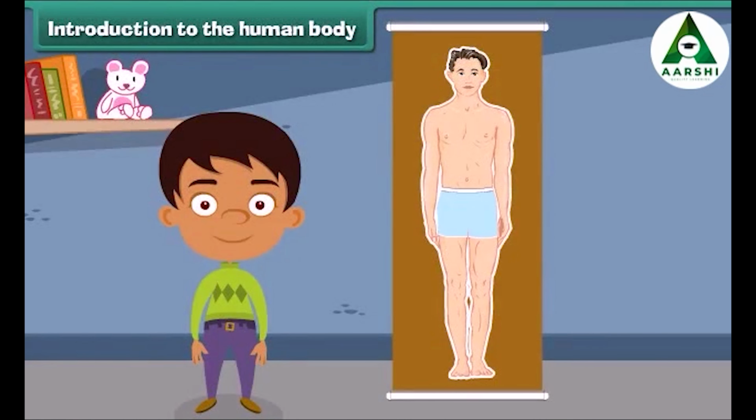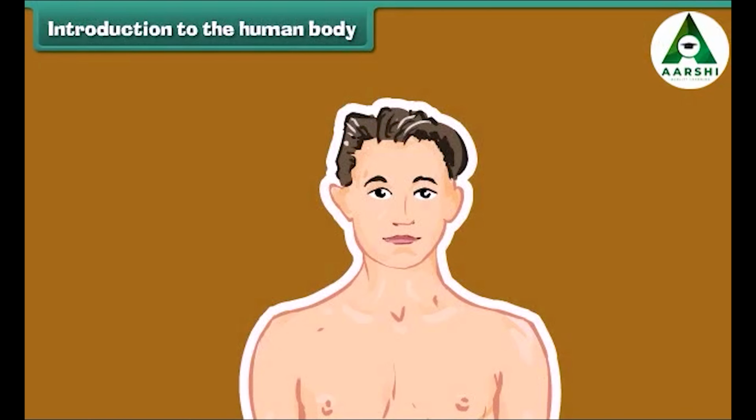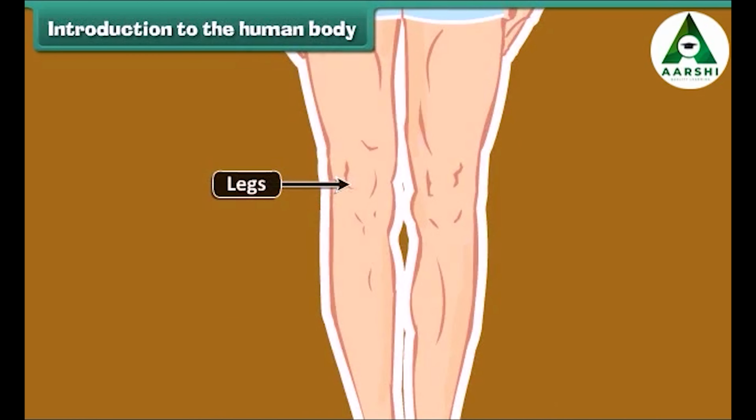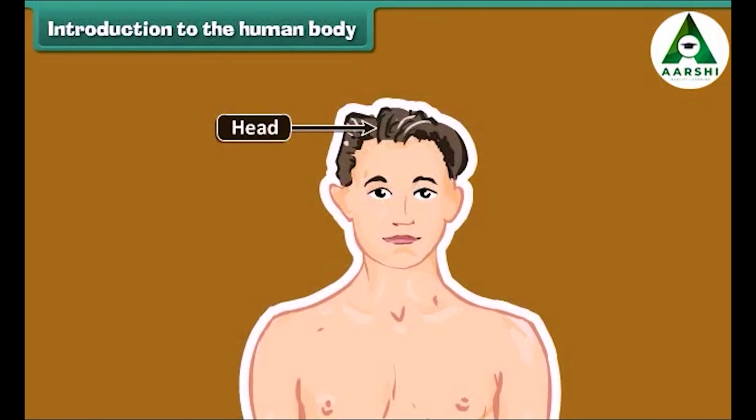Hello all! Can anybody tell me the names of various parts of our body? Great! Let's know more. The main parts of our body are head, face, neck, hands, stomach and legs. As we can see here, the head is the uppermost part of the body. We find hair present on the head. Next body part is our face. The face has eyes, nose, tongue and ears.